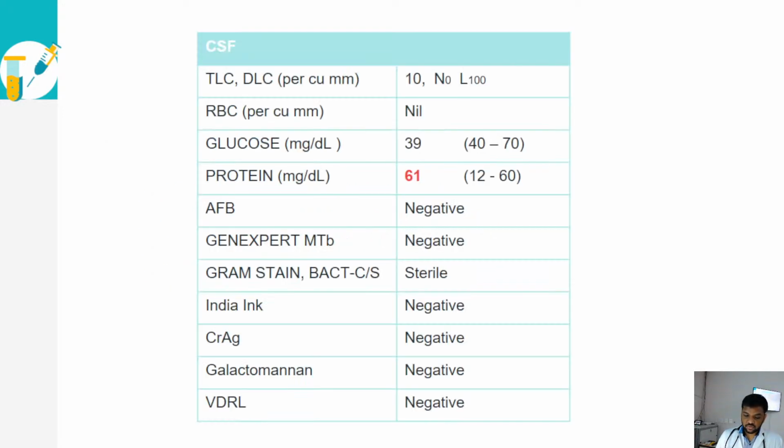As we were suspecting CNS involvement, CSF was done, which showed leukocytes of 10, 100% lymphocytes. No other findings were positive, except protein mildly elevated towards the higher side of normal, at 61. CSF GeneXpert for TB was negative, gram stain for bacteria was also negative, and India ink, cryptococcal antigen, galactomannan, as well as VDRL were negative in CSF.